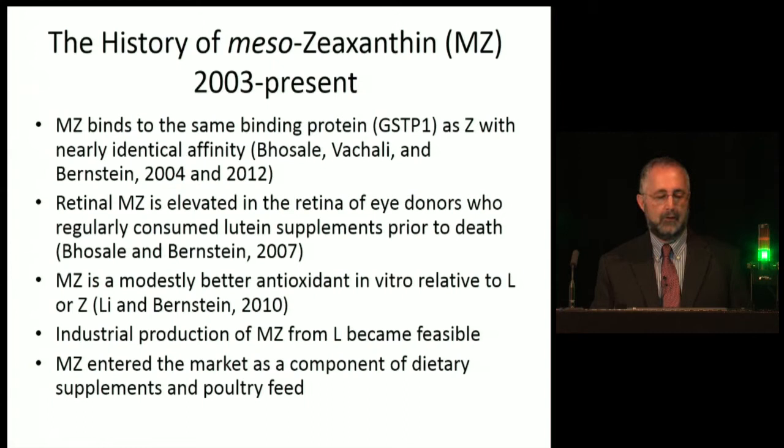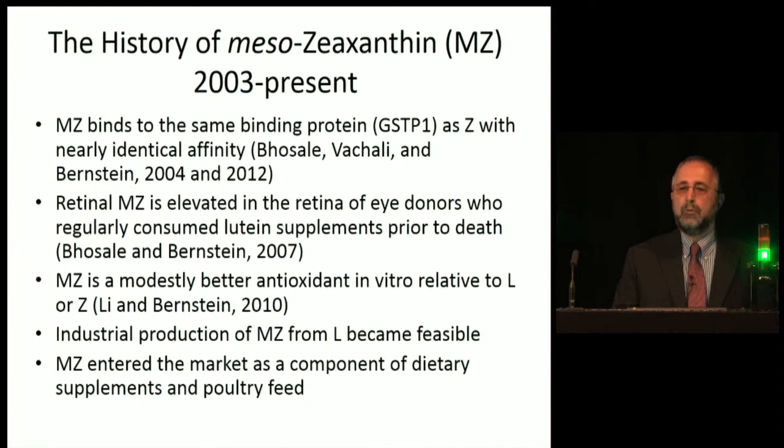In my laboratory, we were able to discover that the binding protein for zeaxanthin was GSTP1, and we found that GSTP1 has equal affinity for zeaxanthin and meso-zeaxanthin. They're essentially indistinguishable to the binding protein. Both of them bind at high affinity. We also found that retinal meso-zeaxanthin is elevated in the retinas of eye donors who regularly consumed large amounts of lutein supplements prior to death. This is consistent with some of the talk we've heard before about lutein probably being the precursor for meso-zeaxanthin that's naturally found in the retina.